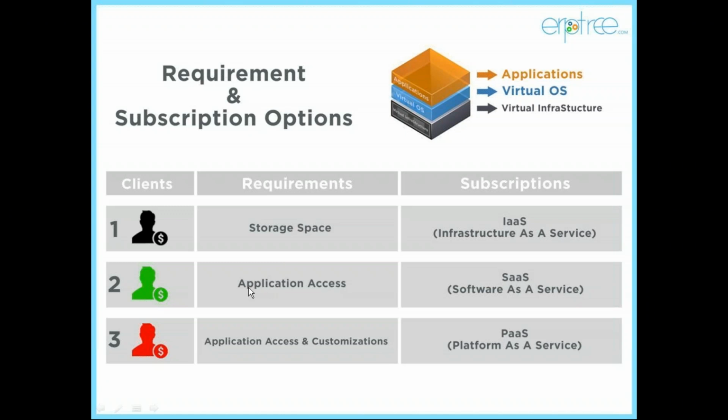The other client requirement is application access. Say one company wants to implement Fusion applications. They don't want to buy the server. They don't want to take the license for the application. Simply they want to subscribe. They want to pay something. They want to use it. So in that case, they have to go with a subscription called SaaS. SaaS stands for Software as a Service.